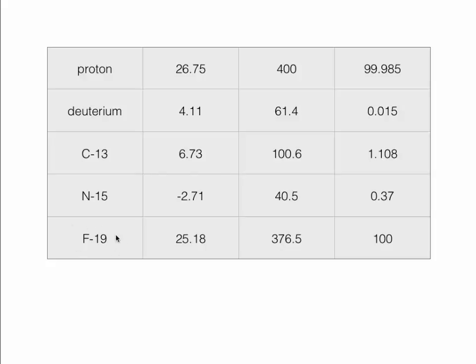Fluorine-19 is fairly common, and you can see that fluorine-19 is very close to where proton is, 376 megahertz, and fluorine-19 is 100% natural abundance. And so taking proton and fluorine spectra is relatively strong signals, easy to gather. You can actually do those in a single sweep. These others you have to accumulate spectra.